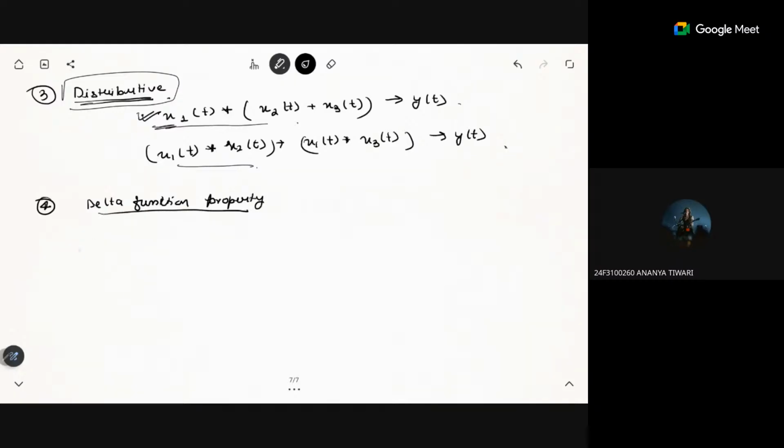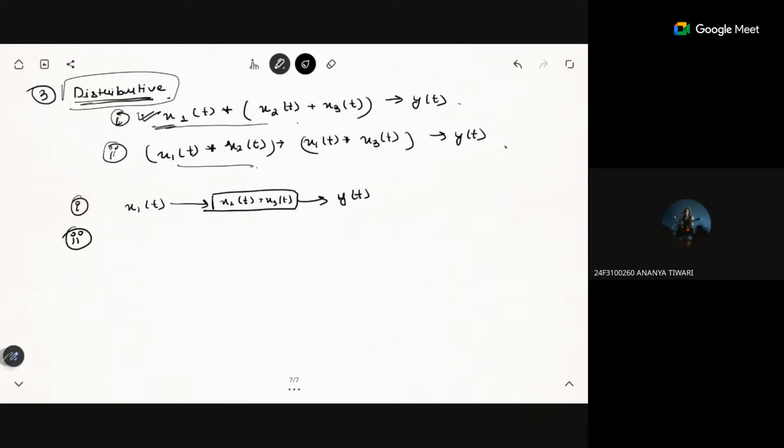So what does this say? Okay, sorry. So firstly, let me draw this one. Suppose this is one and this is two. So for one, how will you draw this? Your x1 of t is an input, and you are convolving it with what? x2 of t plus x3 of t, and you're getting y of t as the output.